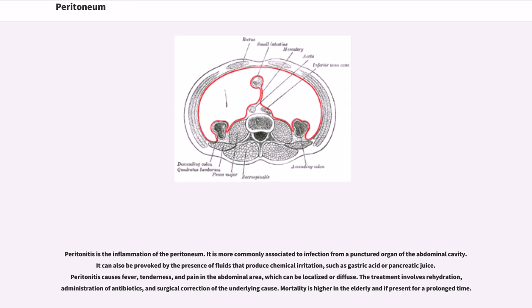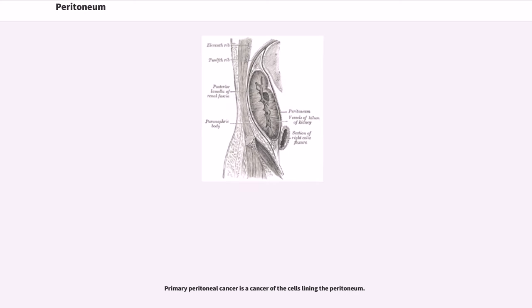Peritonitis is the inflammation of the peritoneum. It is more commonly associated to infection from a punctured organ of the abdominal cavity. It can also be provoked by the presence of fluids that produce chemical irritation, such as gastric acid or pancreatic juice. Peritonitis causes fever, tenderness, and pain in the abdominal area, which can be localized or diffuse. The treatment involves rehydration, administration of antibiotics, and surgical correction of the underlying cause. Mortality is higher in the elderly and if present for a prolonged time. Primary peritoneal cancer is a cancer of the cells lining the peritoneum.